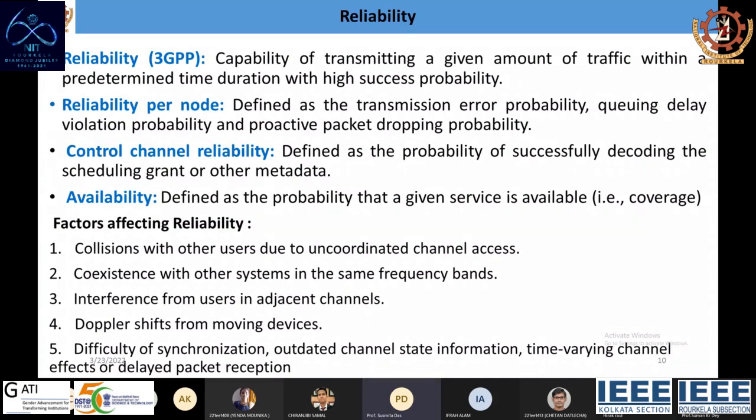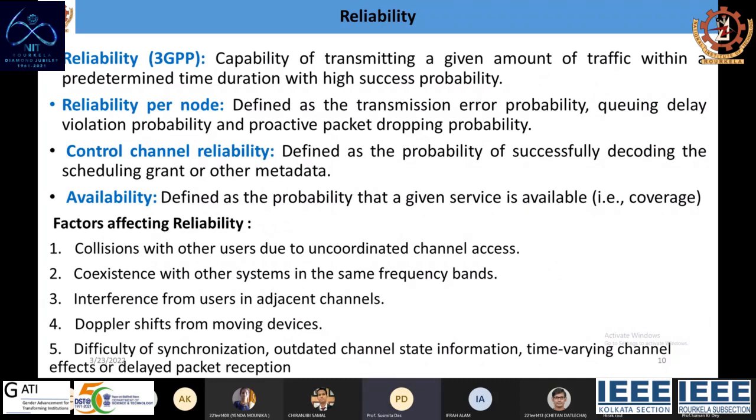That is very important. The minimum requirement for reliability is 10 to the power minus 5 success probability of transmitting a layer 2 protocol data unit of 32 bytes within 1 millisecond. Reliability for a node is defined as the transmission error probability given delay violation and proactive packet dropping probability. Then comes the control channel reliability, which is defined as the probability of successfully decoding the scheduling grant or the metadata. Okay. Then availability is defined as the probability that a given service is available. That is common. For instance, 99.99 availability means that one user among 10,000 does not receive proper service.